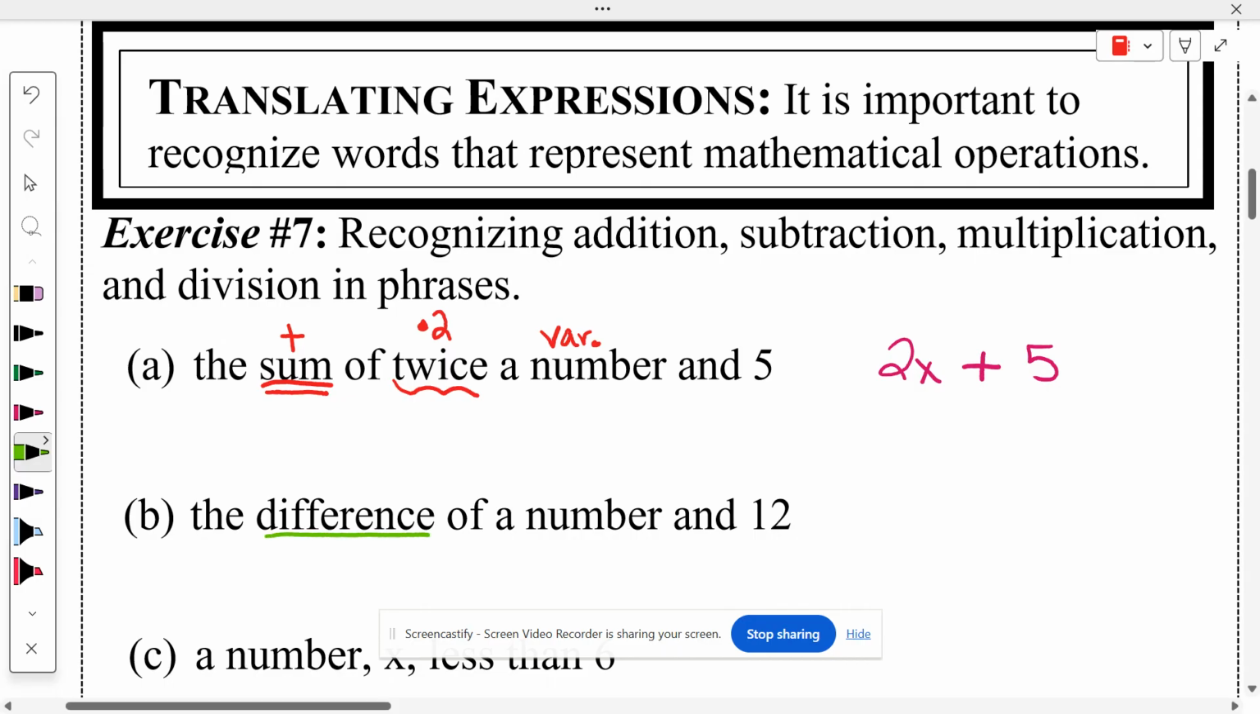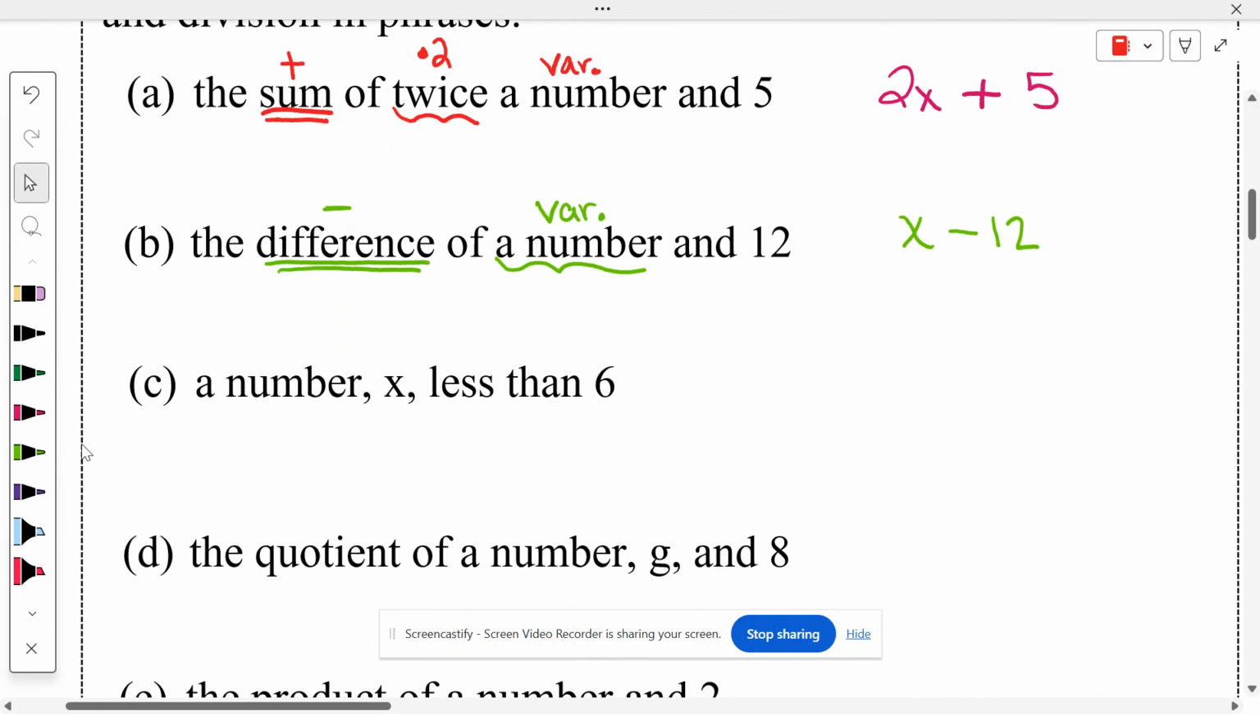The difference of, well, the word difference means subtract. What are we subtracting? Well, we're subtracting a number. Remember that phrase just means any old variable and the number 12. So any old variable minus 12. Okay. In this example, it says a number x, so it tells you what variable you're using. The variable that you're using is x.